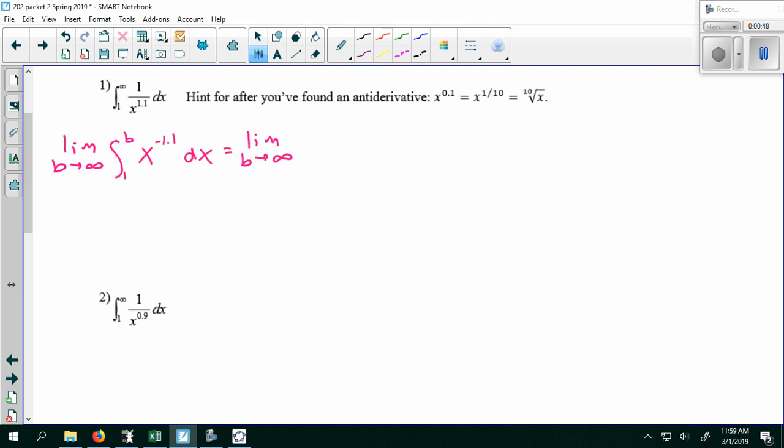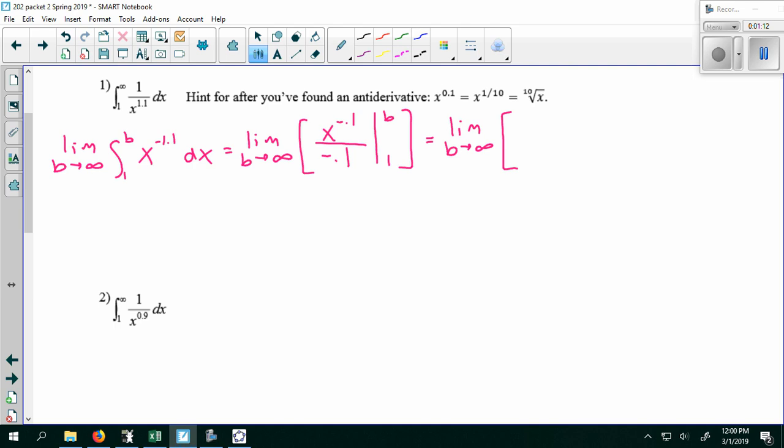And now I'm going to take the antiderivative of x to the negative 1.1. So I add 1 to the exponent, and I get x to the negative 0.1. Divide by the new exponent, negative 0.1. I'm going to evaluate that from 1 to b. So just copying down the limit as b goes to infinity.